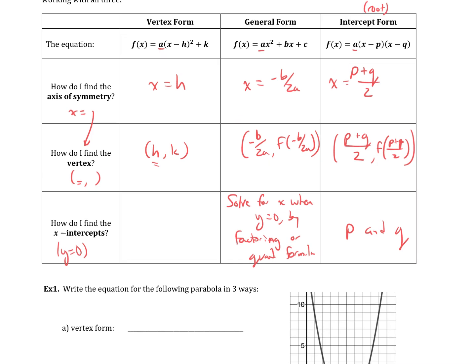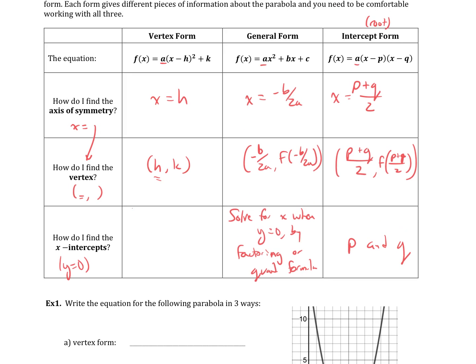Same thing on vertex form. Solve for x when y equals 0. But here that's easier because you already have this form of the equation. Don't expand the x minus h. It's always going to be something like negative k equals a times x minus h squared.